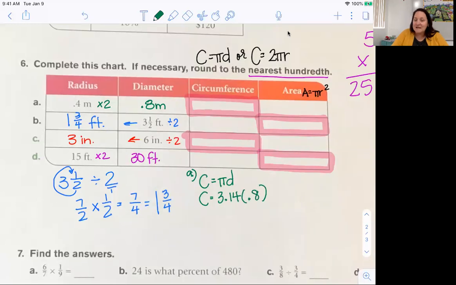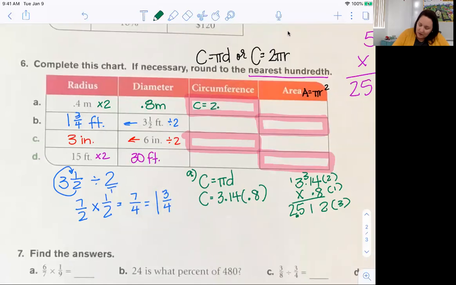0.8. Let's multiply. Remember, I like to work it out over on the side. 8 times 4 is 32. 3 times 1 is 3, plus 8 is 11. 8 times 3 is 24 plus 1 is 25. And I have 3 decimal points this time. 1, 2, 3. So we get circumference equals 2.512 meters. We're not going to do area for this one, but we are going to do area for letter B. So let's move on.